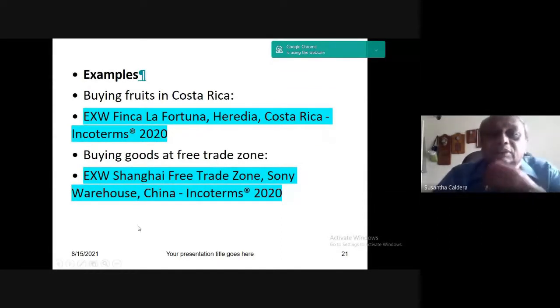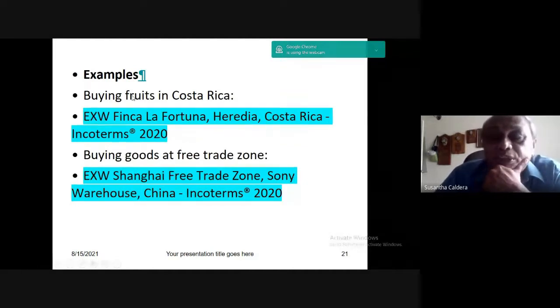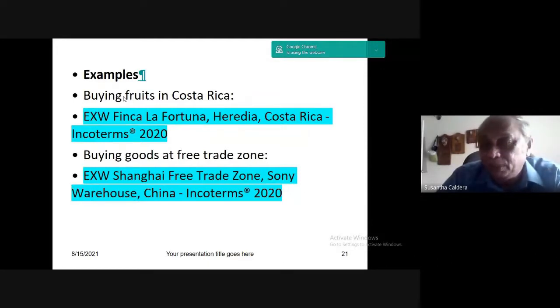Why? Because ex work, the place in the Incoterm is origin. So the origin is Shanghai free trade zone, Sony warehouse. So that is why we are putting that. Right? We are not putting Colombo here.